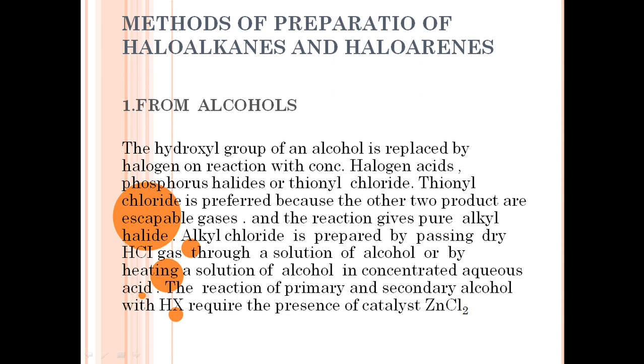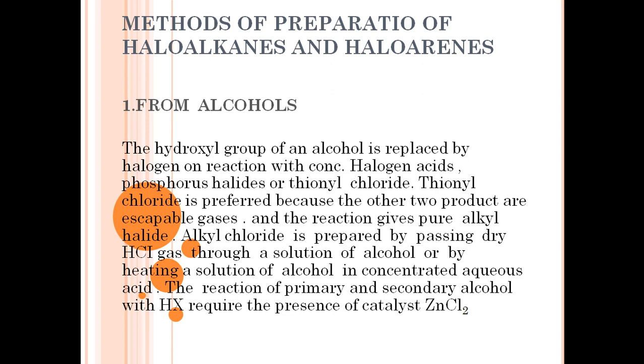Methods of preparation of haloalkanes and haloarenes. First, preparation from alcohols: how we can prepare the haloalkanes. The hydroxyl group of an alcohol is replaced by halogen on reaction with concentrated halogen acids, phosphorus halide or thionyl chloride. Thionyl chloride is preferred because the two byproducts are escapable gases and the reaction gives pure alkyl halide.